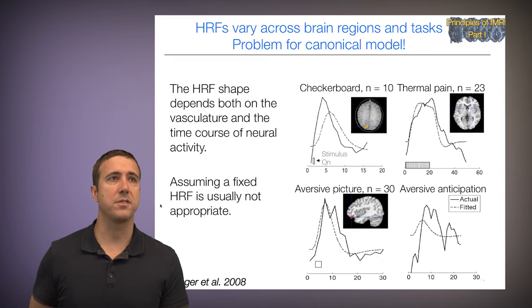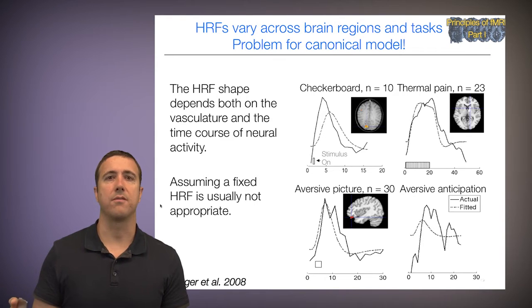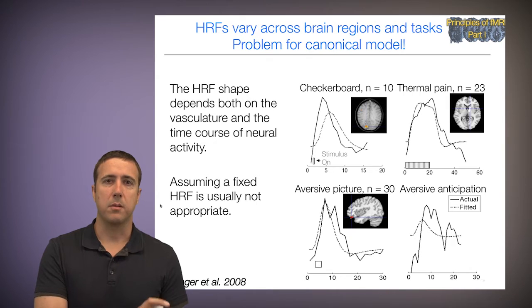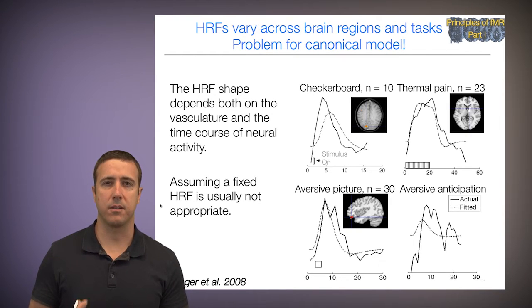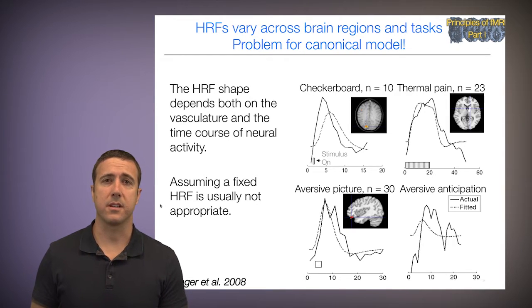So in the top left, you see results from a visual experiment with a flashing checkerboard with 10 subjects. And in each case, the dashed black line is what we'd assume from a canonical HRF in the standard LTI system. The solid black line is the response that's estimated using a finite impulse response model, which we'll talk about later in the lecture. So this is a more accurate model of the response. And in each of those cases, we can see that it doesn't quite match.